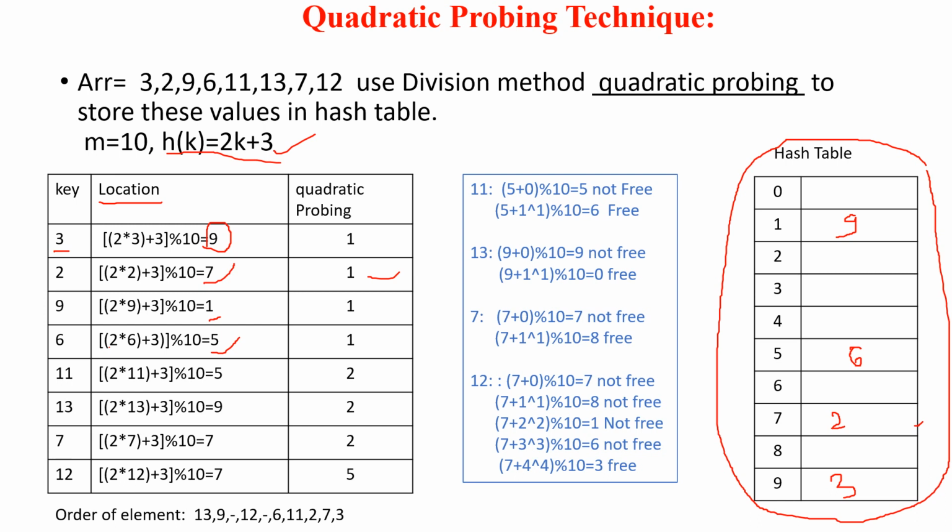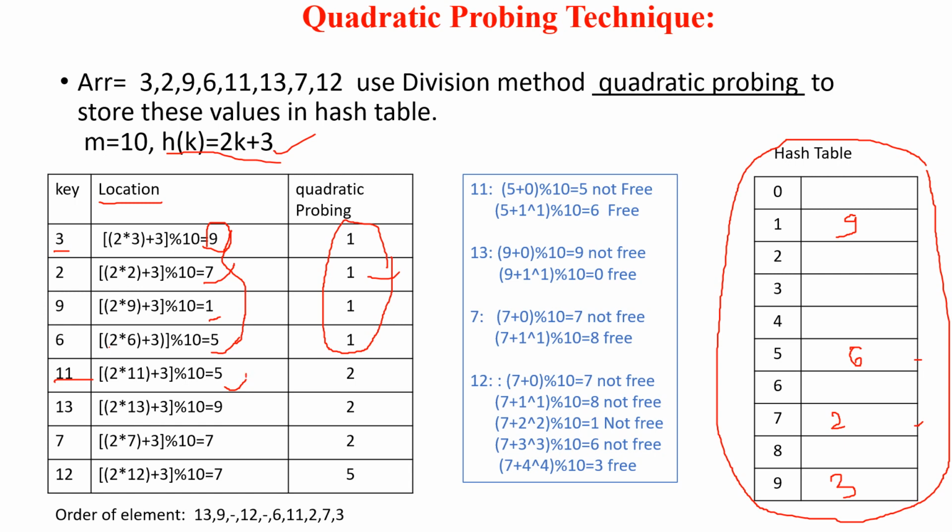Now 11 came. So far you have seen there was no collision, so the number of probes is 1 only. It means the probe value is 1. Now coming to 11, if you calculate the index using the normal division method, you get 5. Now check your table. Is the 5th index free? No, it's not free. Then you apply quadratic probing.